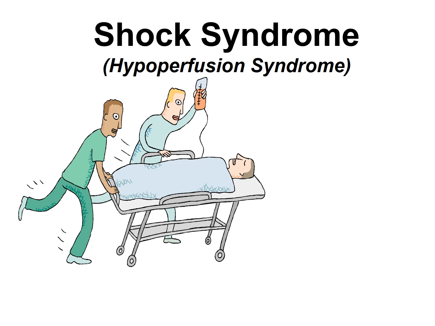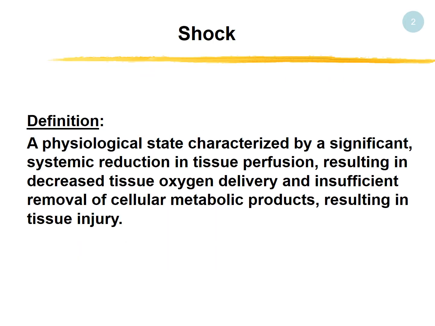So today we are going to deal with the shock syndrome, the circulatory disorders, or another name, hypoperfusion syndrome. Shock, or the circulatory disorder, usually is defined as a physiological state when we have a significant systemic reduction in the tissue perfusion, and the consequence is decreased tissue oxygen delivery and an insufficient removal of the cellular metabolic products, resulting in tissue injury.